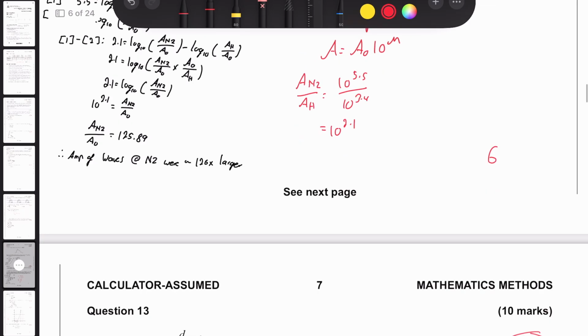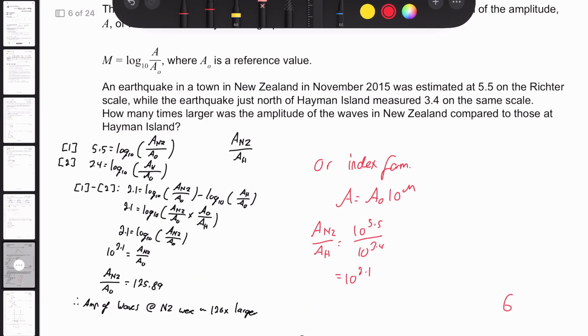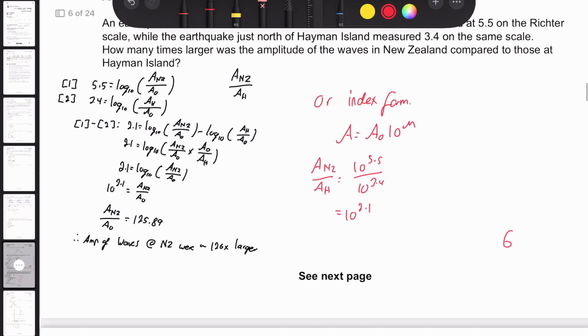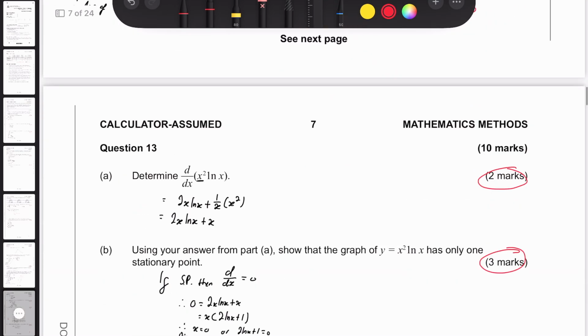Anyway, marks. Oh yeah, here was an alternative solution. You could have just found A and Z and AH in index form and then divided them like that to find your ratio. You also didn't need to evaluate it to 126. You could just leave it as 10 to the power of 2.1.